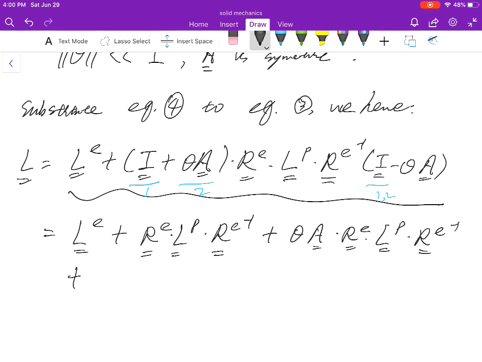And further, not plus, it should be a minus, because we should have this as our third part. Third part and fourth part. You know what I'm saying? And the third part should be minus RE LP RE inverse theta A.